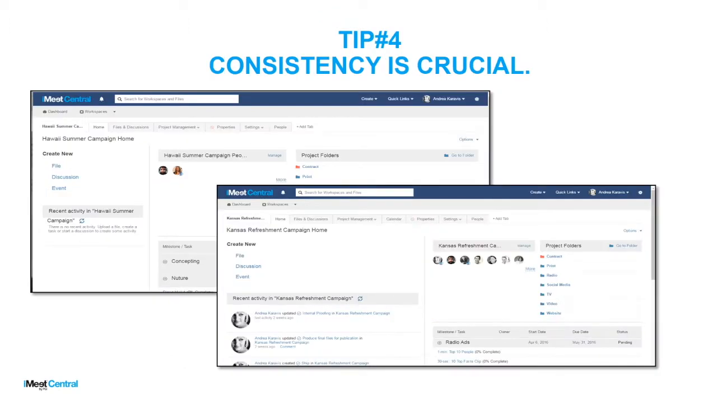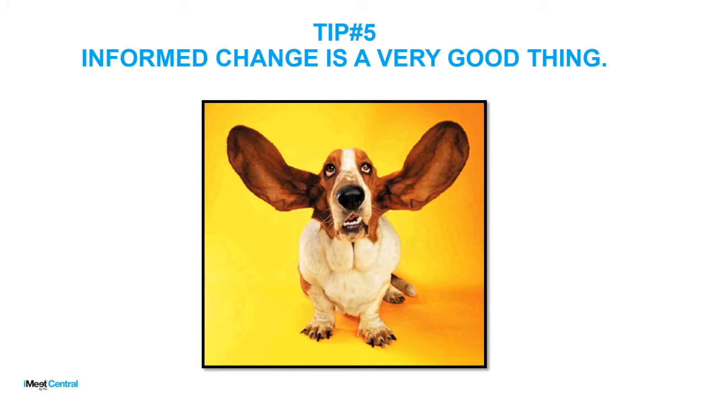The fourth tip is that consistency is crucial. So use templates. Create a workspace layout that you want to use over and over again. Template that workspace so that your team can always find things no matter what project they're in. The last tip here is that informed change is a very good thing. So remember, any changes you make to your design, go to your team and ask them if they like it. And if they don't, that's okay. We don't want to take things personally. We just want to take that feedback, see if we can make an improvement. Anything that you implement based on user feedback is going to go a long way with your team.